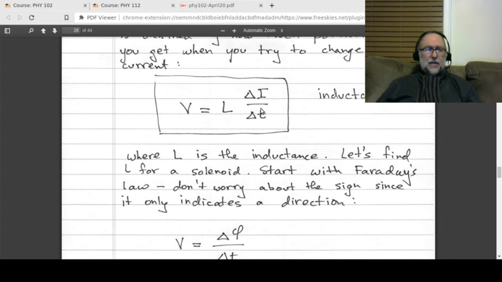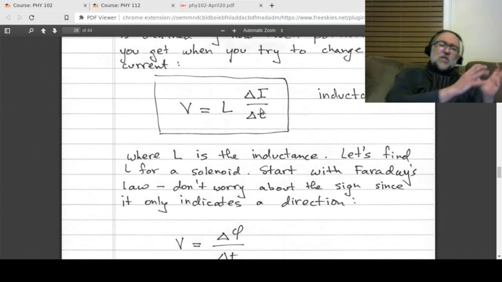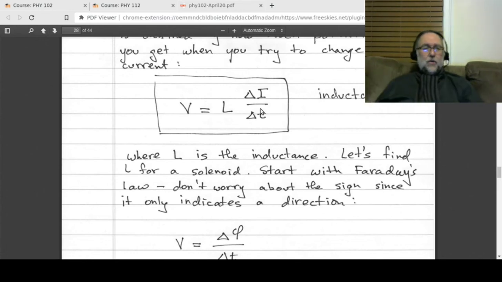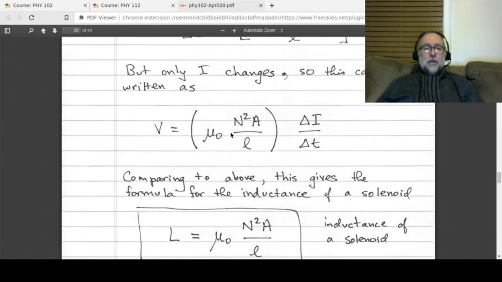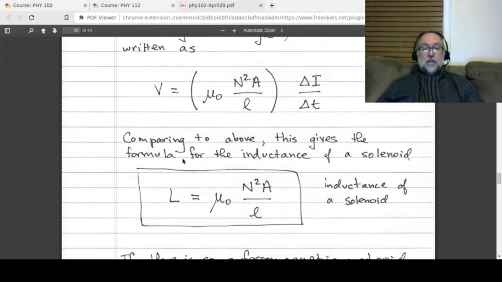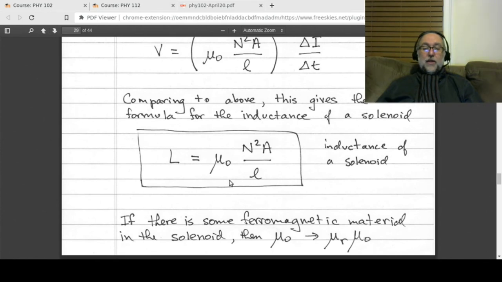Okay, so that's the way to think about an inductor. It's like, how much voltage do you get for a given rate of change in I? Okay, and for the solenoid, there it is. It's this quantity right there, okay? Because here's your change in I over time. That's the rate at which I will change over time. And there's the voltage that's induced. And the quantity out in front is the inductance. So, ta-da, there is the formula for the inductance of a solenoid, okay?